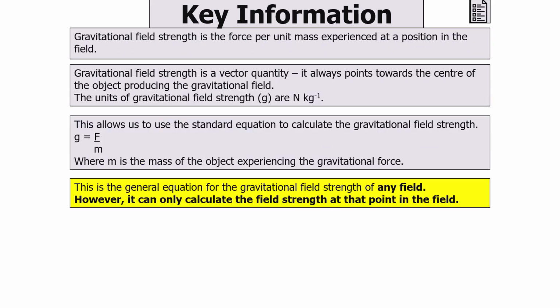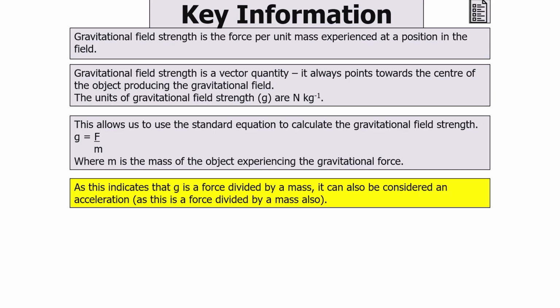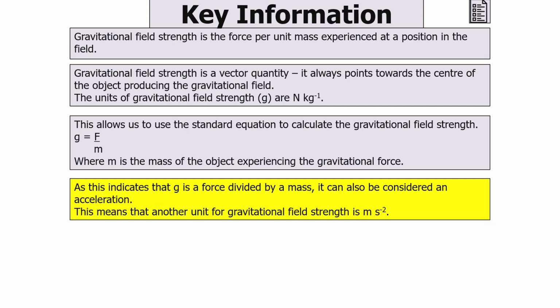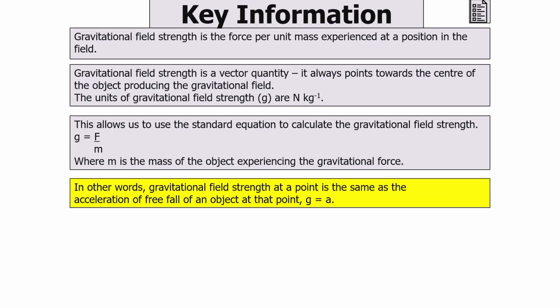Now, whilst this is the general equation for the gravitational field strength of any field, it can only calculate the field strength at that point in the field. In addition, the equation indicates that g is a force divided by a mass, so it can also be considered an acceleration, as this is a force divided by a mass also. This means that another unit for gravitational field strength is metres per second squared. In other words, the gravitational field strength at a point is the same as the acceleration of free fall of an object at that point. So g is equal to a.